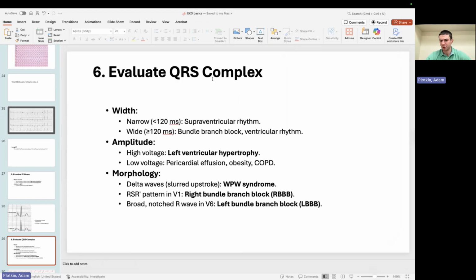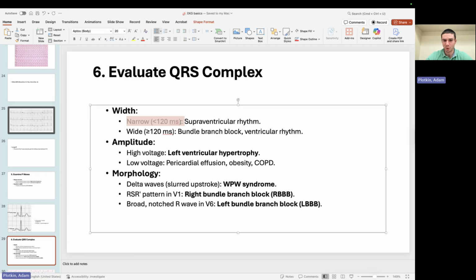So then we evaluate the QRS complex. I look at the width. We've already talked about this. If it's narrow, it's supraventricular. Again, I told you if it's narrow, we're following the normal conduction pathway: SA, AV, down the bundle of His, down the bundle branches, depolarize the ventricle, and then repolarize. If it's wide, we're usually having a bundle branch block or a ventricular rhythm.